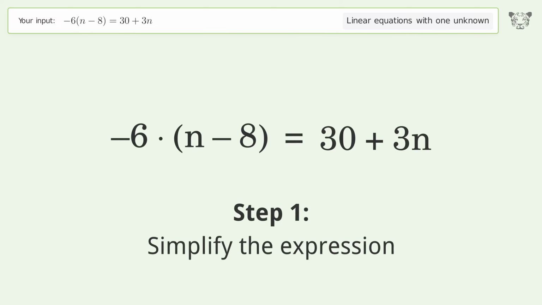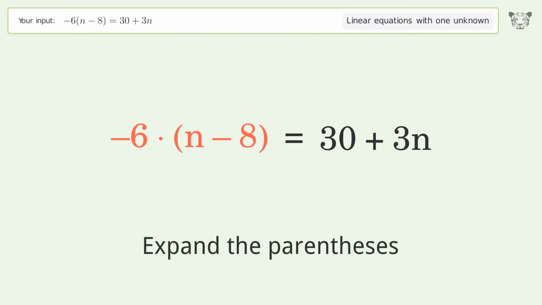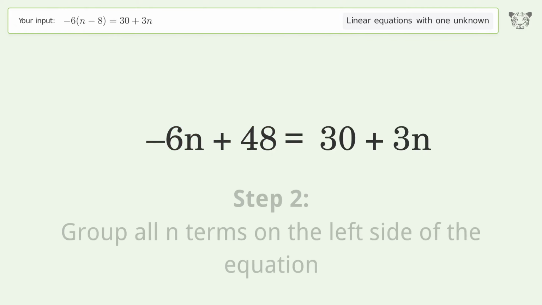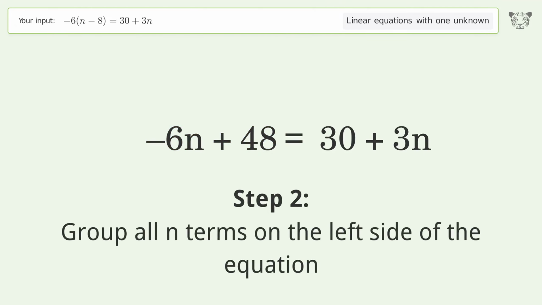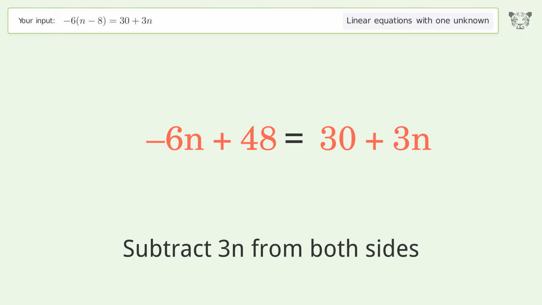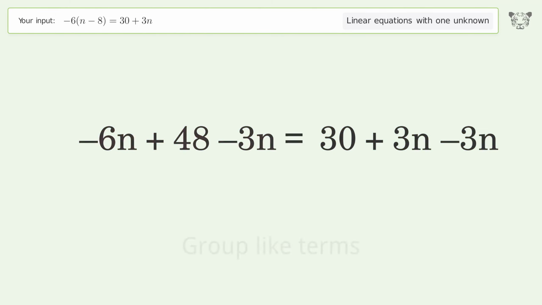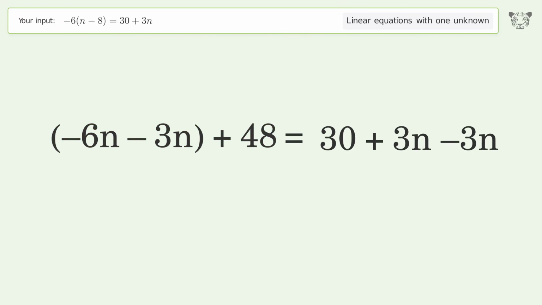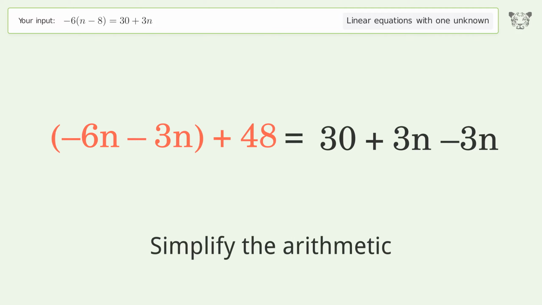Simplify the expression. Expand the parentheses. Simplify the arithmetic. Group all n terms on the left side of the equation. Subtract 3n from both sides. Group like terms. Simplify the arithmetic.